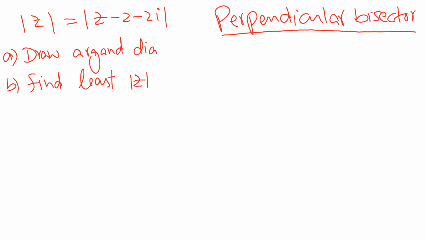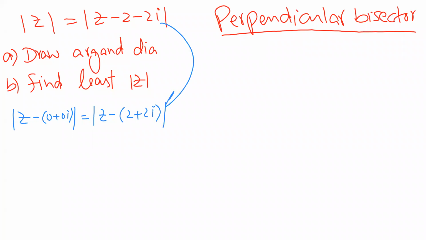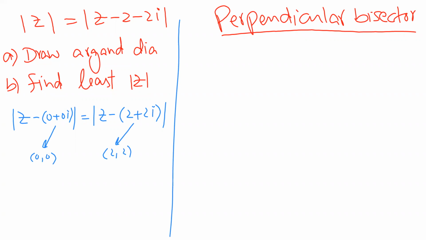So have a look now. As usual, what I will do is write negative 0 plus 0 iota, and negative (negative 2 plus 2 iota). I convert it to this form. Now this is called the point (0, 0), and the second point is (2, 2). I will draw a perpendicular bisector using these two points.